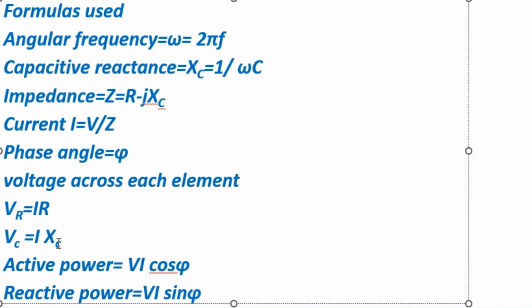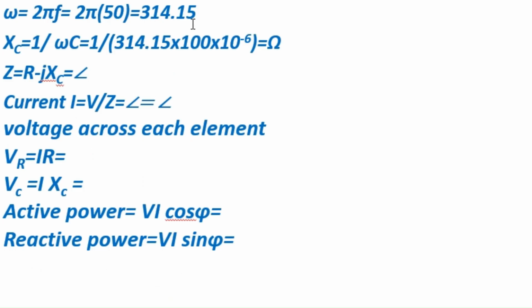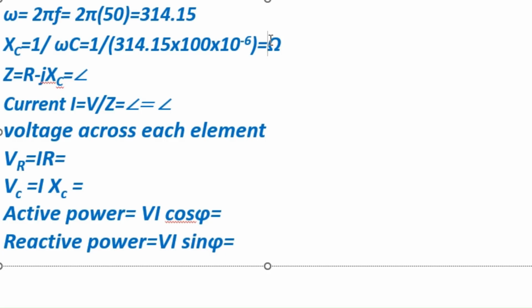Active power is given by VI cos phi, and the reactive power is given by VI sin phi. Now by substituting the values, omega equals 2 pi f, which is 2 pi into 50, which is 314.15, and the value of Xc is 1 by omega C, where the value of capacitance C equals 100 microfarads. By substituting the values, we obtain Xc as 31.83 ohms. By substituting here in R minus jXc, the value is 20 minus j31.83. Now we can convert it into polar form.